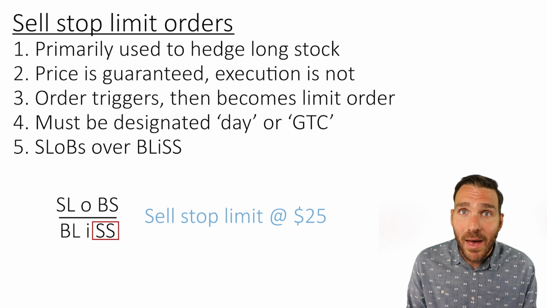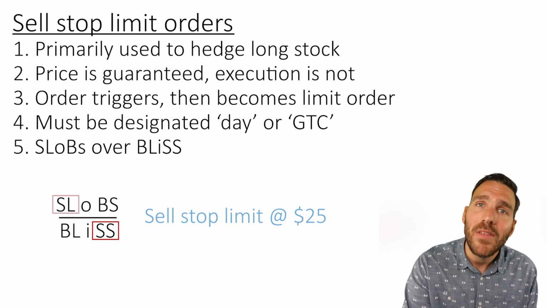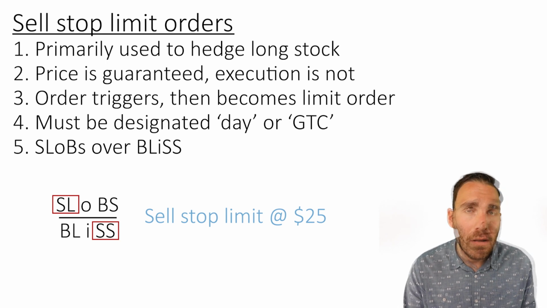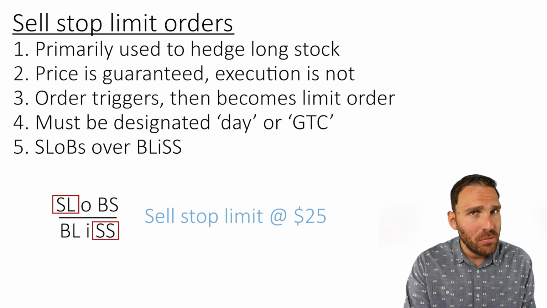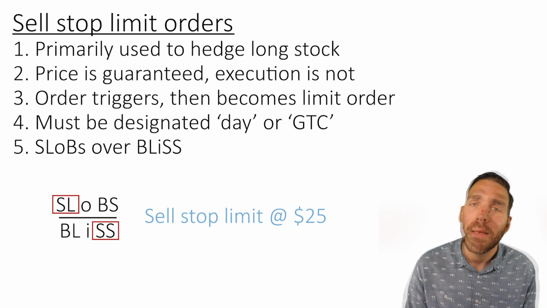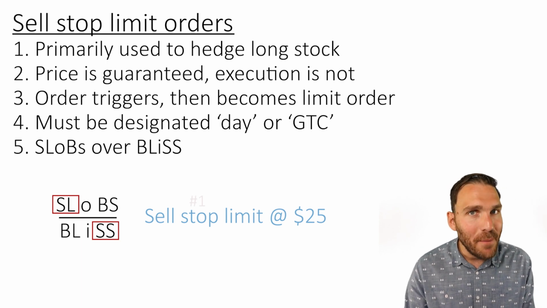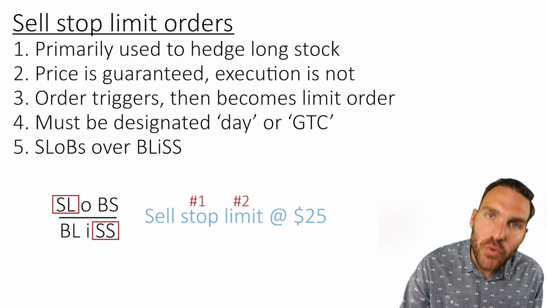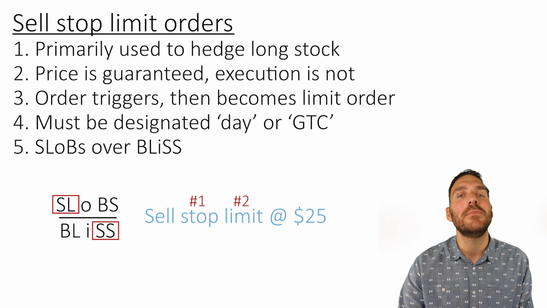Sell stop is below the line, sell limit is above the line. If you know how to use SLoBs over BLiSS, that's telling you when something will occur. We need the market price to hit both 25 and below and 25 and above. Sounds a little confusing, but the trick here is knowing that the stop is step number 1, limit is step number 2. The order first must trigger, and then once it triggers, it becomes a limit order.